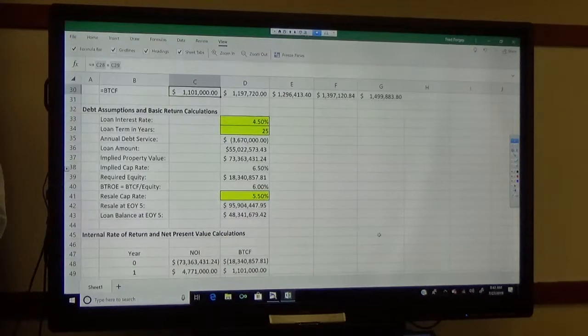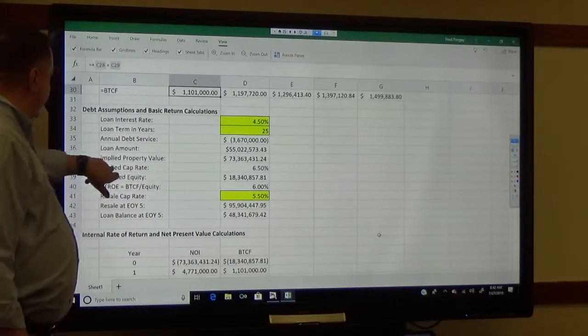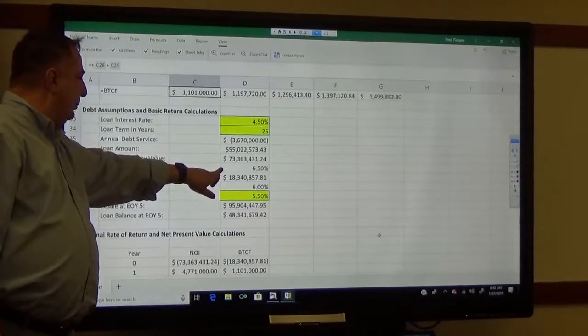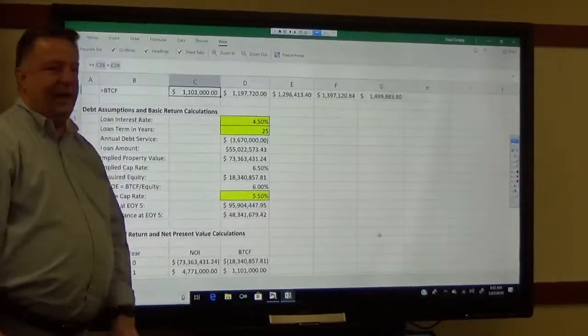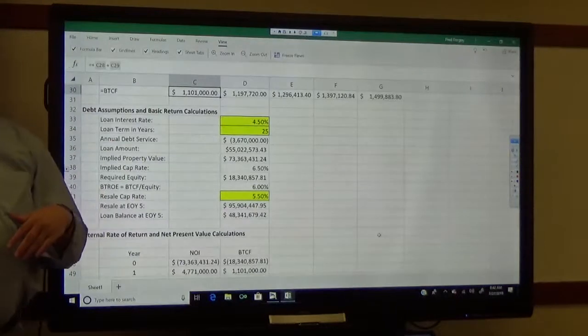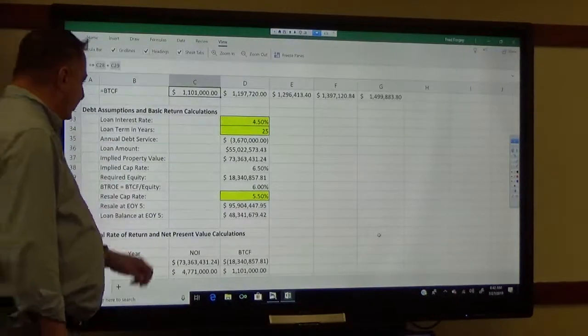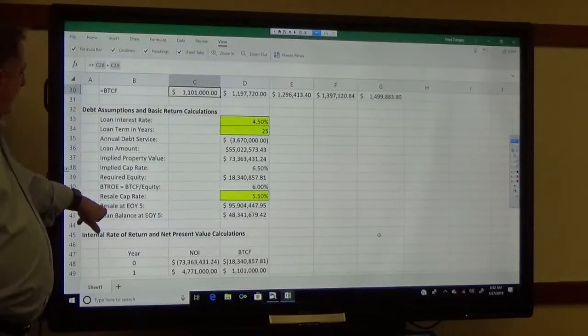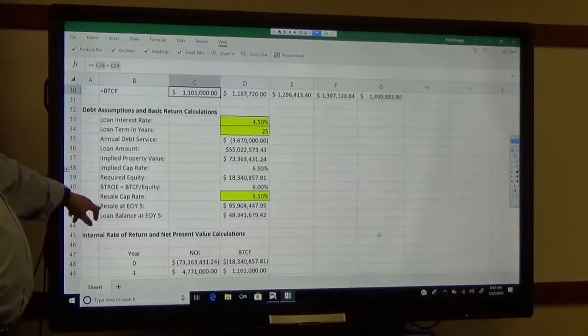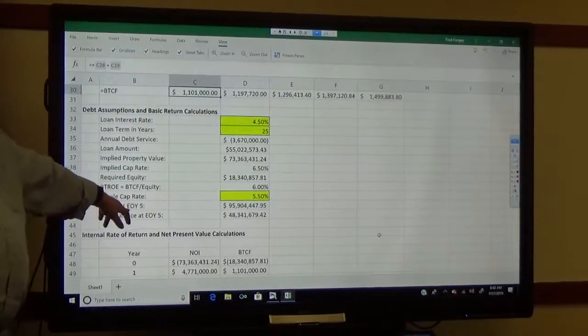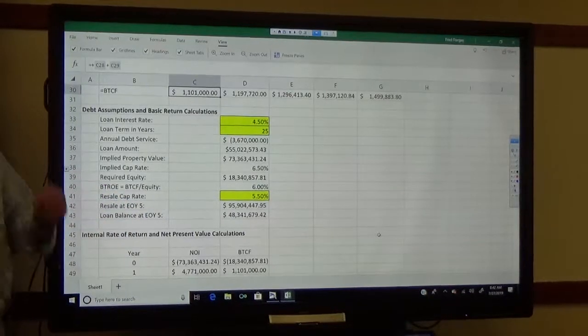Yes or no? Yes. Okay, so in this case, the going in cap rate was 6.5%. The resale cap rate, I just arbitrarily put at 5.5%, so a full percentage less. All right? Now, what we're then going to do is calculate what the resale price would be at the end of year 5.